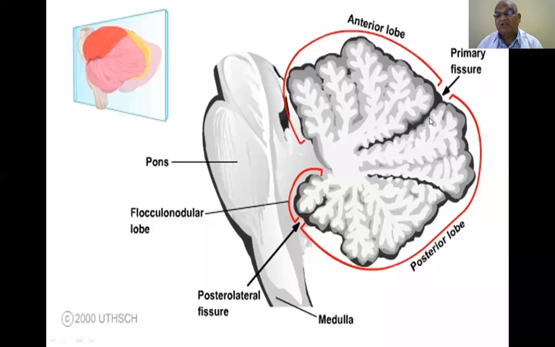This one is a posterior lobe, and this one is an anterior lobe. Fissura prima is the main fissure of the cerebellum, dividing it into anterior lobe and posterior lobe, whereas the posterolateral fissure divides the flocculonodular lobe from the posterior or middle lobe. A horizontal fissure is present here.